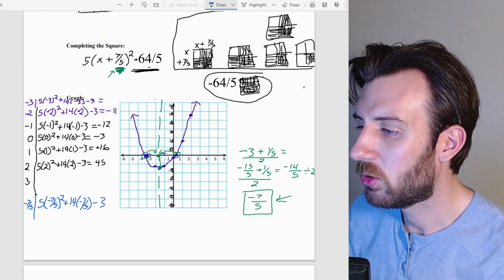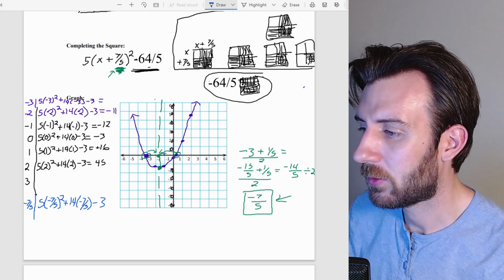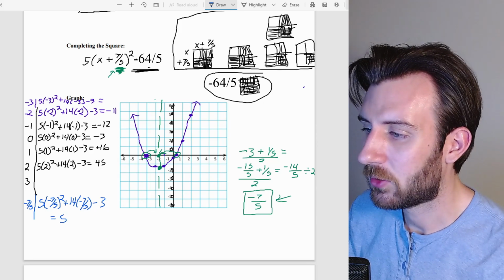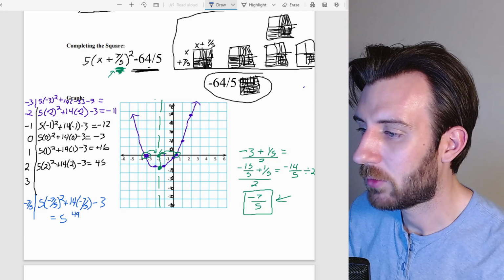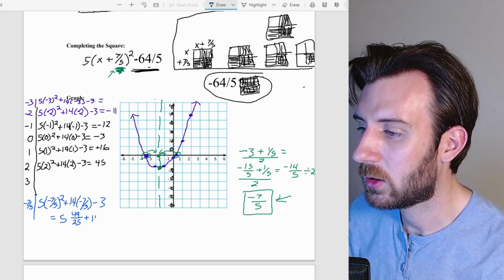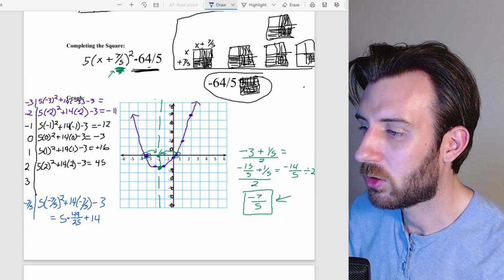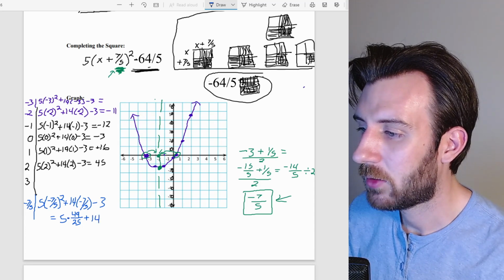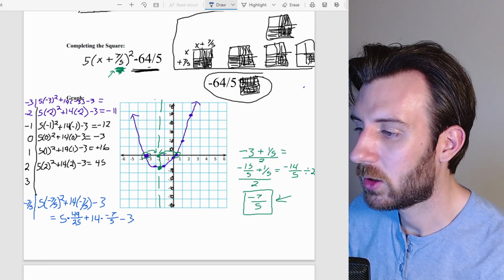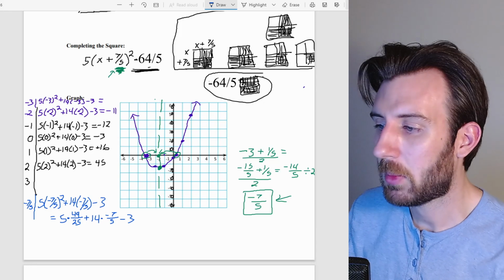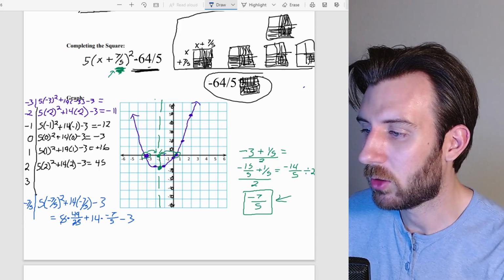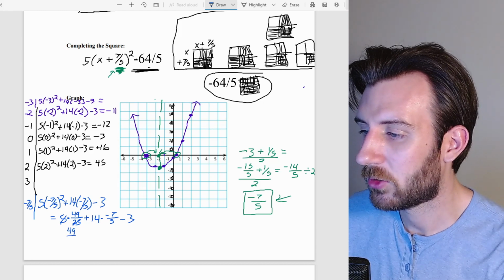minus 3, which should be, let's see, 5 times all this stuff squared: -7 times -7 would be positive 49, 5 times 5 would be 25, plus, let's see, 14 times -7 over 5, minus 3. We're going to need to do a lot of common denominator work. Oh, but maybe not too much, because here I've got 5 and the 25 will kind of simplify out a little bit, so this is really 49/5.